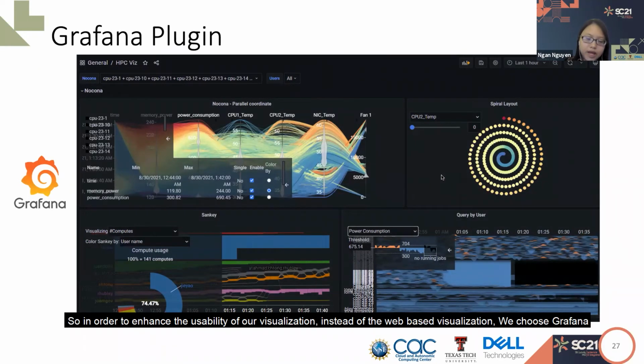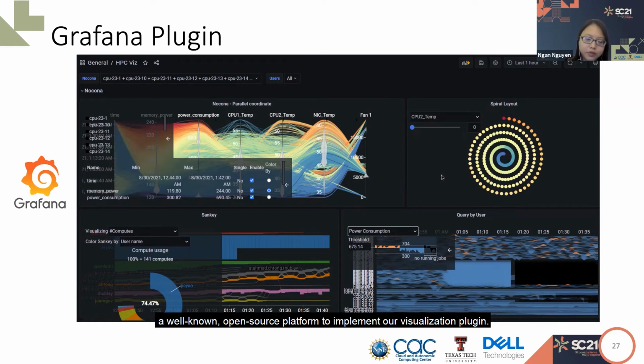So in order to enhance the usability of our visualization, instead of a web-based visualization, we chose Grafana, a well-known open source platform, to implement our visualization plugin. Grafana supports multiple database communication, and currently we have 4 plugins available. We will introduce 2 plugins in the following slides.